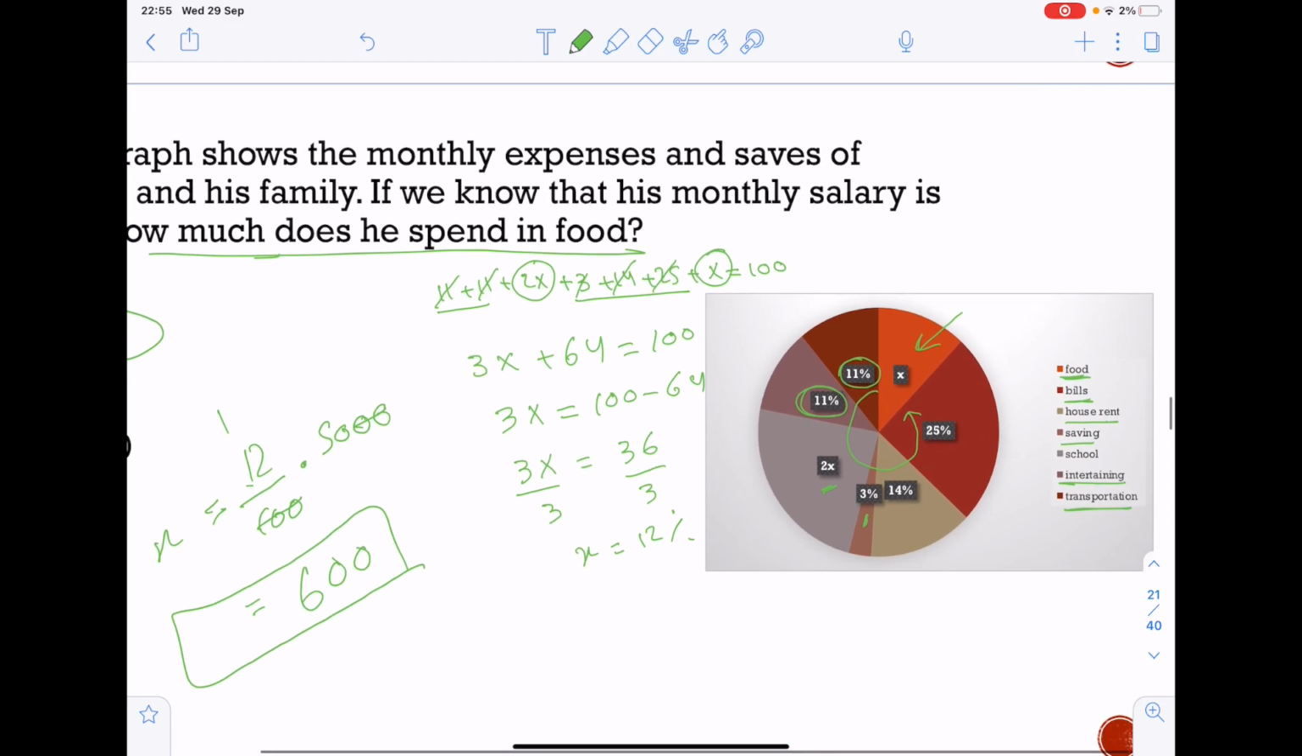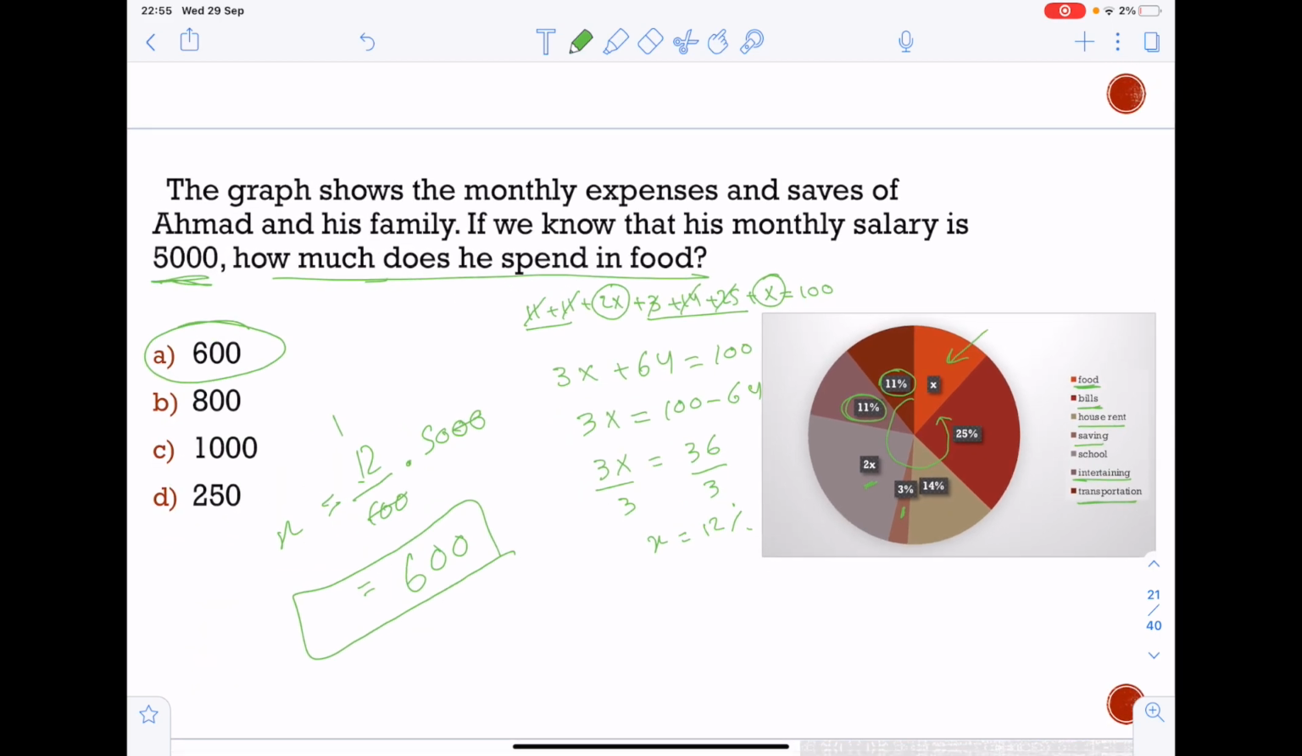So the first thing you can do here is find out what the unit is that you have. Is it percentage? Then you add everything and equal 100. But if it's degrees, you add everything and equal it to 360, because the sum of the angles in a circle equals 360. And after you find this part, you multiply it by the total number, or the salary, or whatever you have in the question.